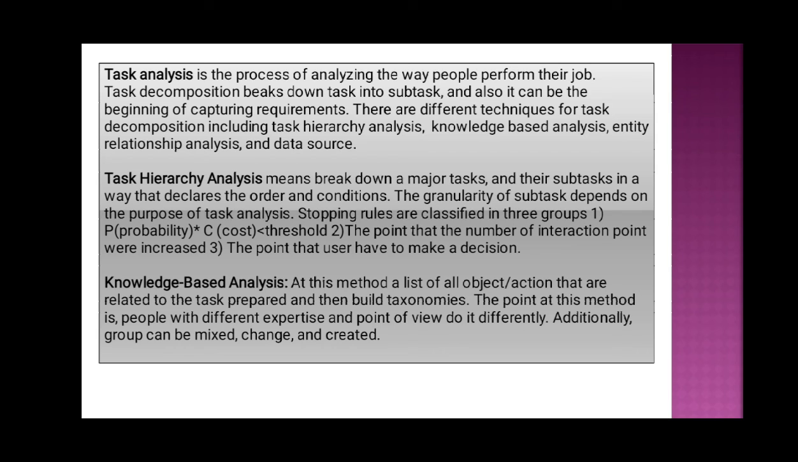Stopping rules are classified in 3 groups. 1. P times C: probability and cost threshold. 2. The point that the number of interaction points is increased to 3. 3. The point that the user has to make a decision.